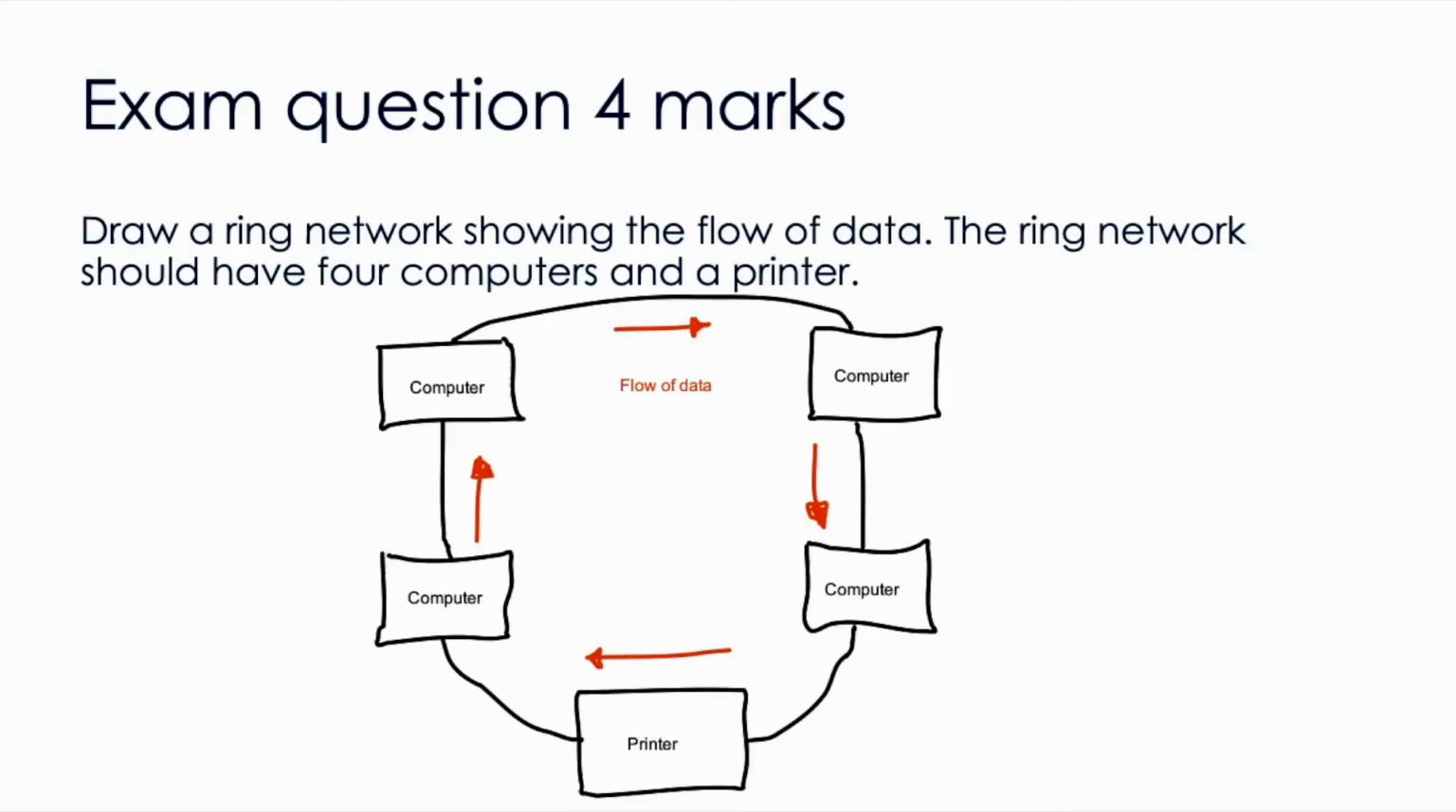So make sure you can draw the 4 topologies, and you can label them, and you show the flow of data, particularly on a ring network, for example, where it should be flowing unidirectionally.